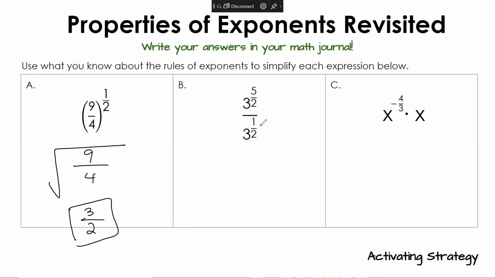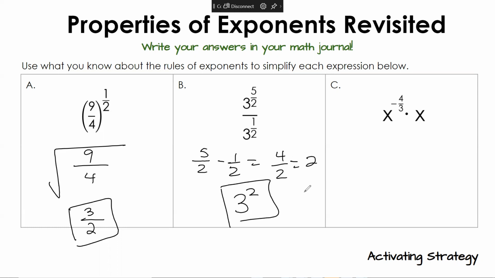All right. On the next one, we're dividing. That means we're going to subtract my exponents. So I'm going to take 5/2 minus 1/2. Remember, when we're adding or subtracting fractions, we have to have the same denominator, which we do. So what's 5 minus 1? 4. And then we have 2 in the bottom. Can we simplify 4 divided by 2? What does that give me? 2. That's okay. All right, so our final answer is going to be 3 to the 2nd power. You could write that out as just 9. That's okay as well. So if we're dividing, we're going to subtract those exponents.